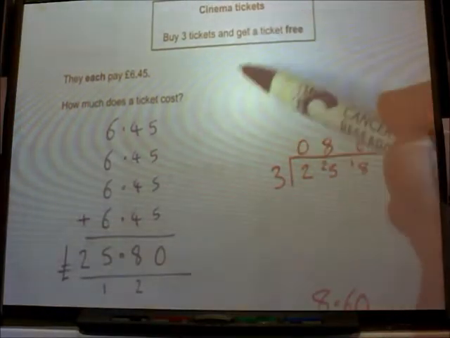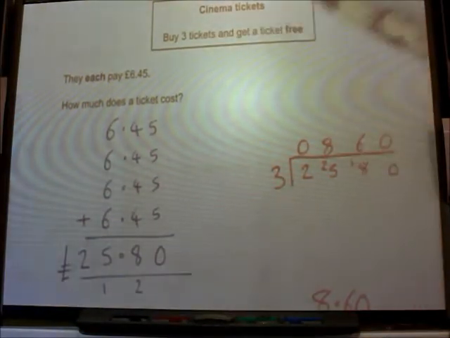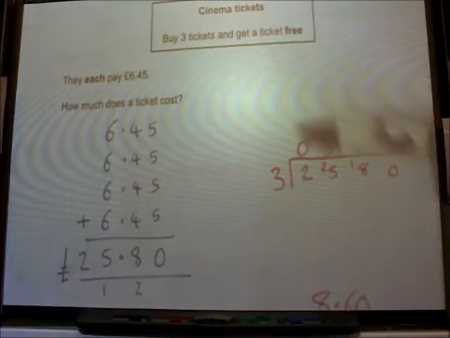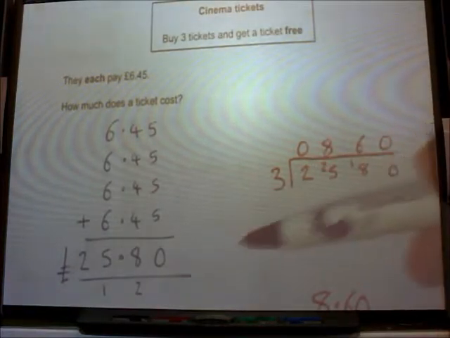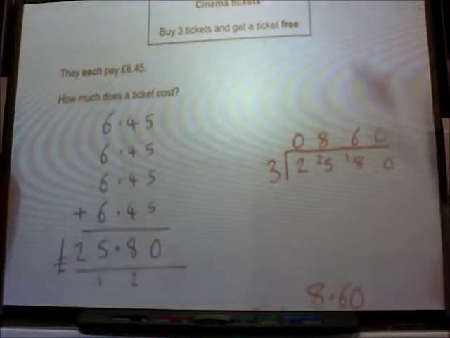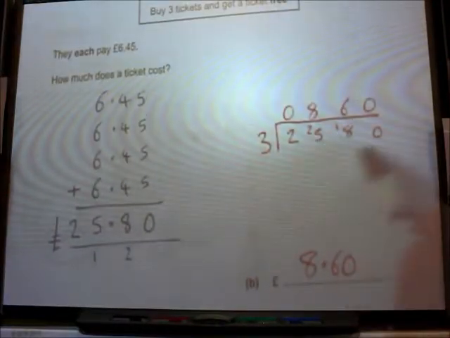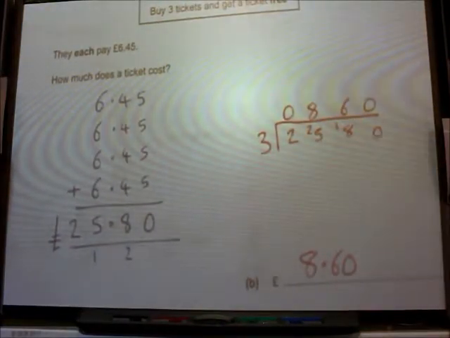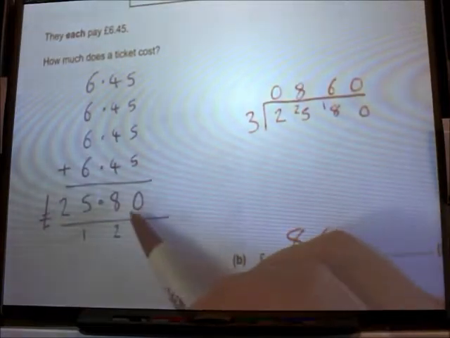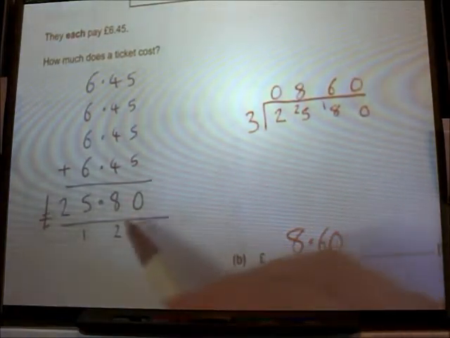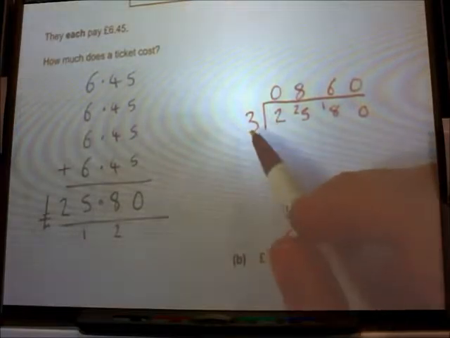And it says how much does a ticket cost. So because you buy 3 and get 1 free, you need to divide 25.8 by 3. What I do, well, I don't like using the bus stop method with decimals in. It does work, but I just don't like it. I've converted this to pennies, or to pence. So it's 2,580 and I divide it by 3.